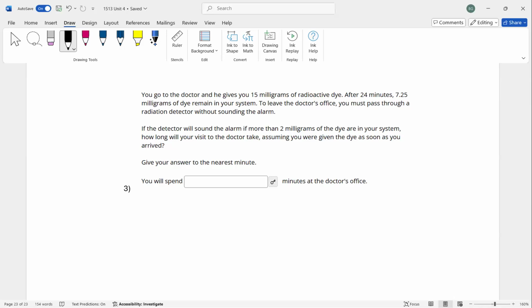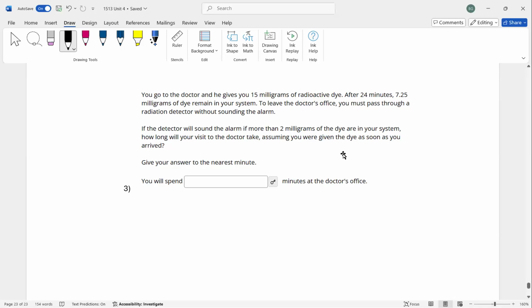more than, what does the if mean here? If more than 2 milligrams of the dye are in your system, how long will your visit to the doctor take? Assuming you were given the dye as soon as you arrived. Oh, so complicated. Give your answer to the nearest minute. So you will spend how many minutes at the doctor's office?